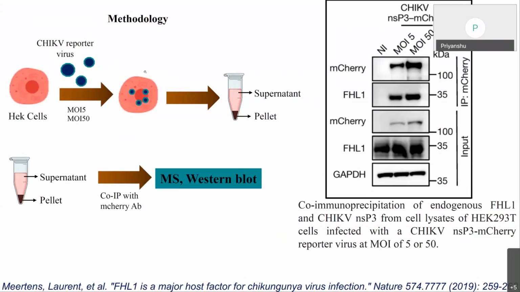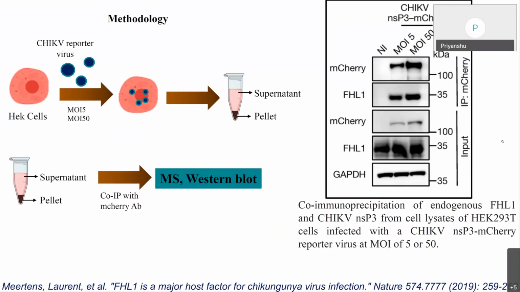Then we lysed the cells with lysis buffer and took the supernatant. The supernatant contains mCherry-tagged NSP3 and NSP3 bound with different interacting factors. They used co-IP with mCherry antibody, first performing mass spectrometry for interacting partners, and then a Western blot. Here I'm giving you an example of a Western blot.